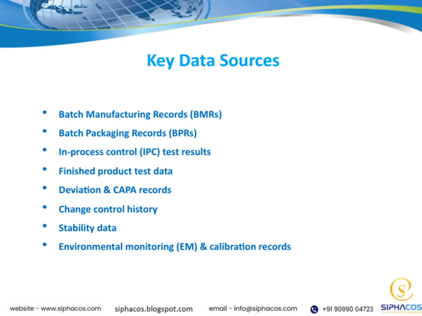Change control history documents any modifications made to processes or procedures, ensuring traceability. Stability data helps us understand how the product maintains its quality over time under various conditions. Lastly, environmental monitoring and calibration records are essential for maintaining a controlled environment and ensuring equipment accuracy. Collectively, these data sources form the backbone of our quality system, providing the evidence needed to ensure product integrity and compliance throughout the manufacturing process.